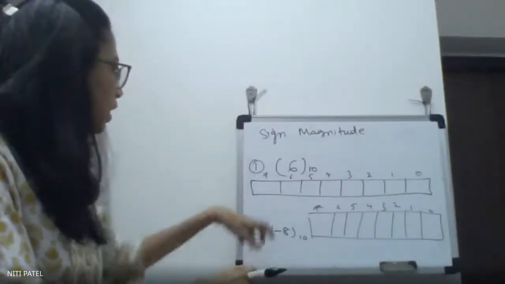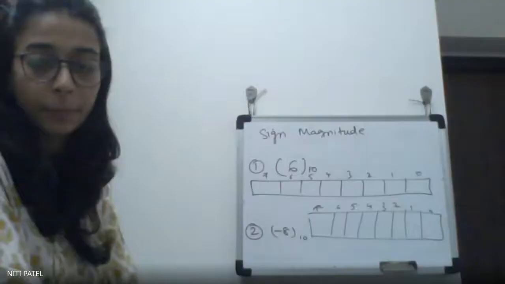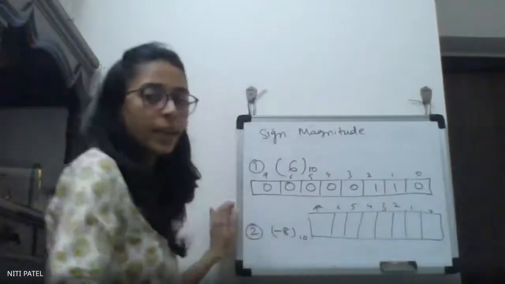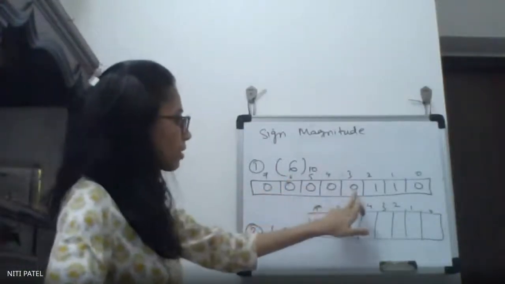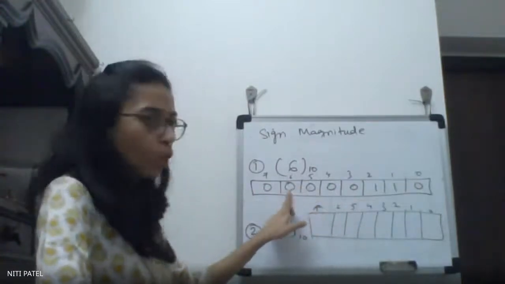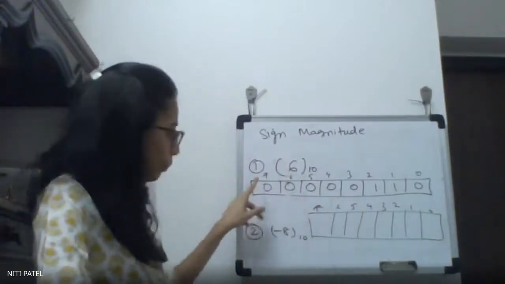Krishnam, give me the answer for the first number. 0 0 0 0 0 1 1 0. Okay, is this correct? So binary of 6 is 110. I have appended more 3 zeros, and since the number was positive, I have written 0.